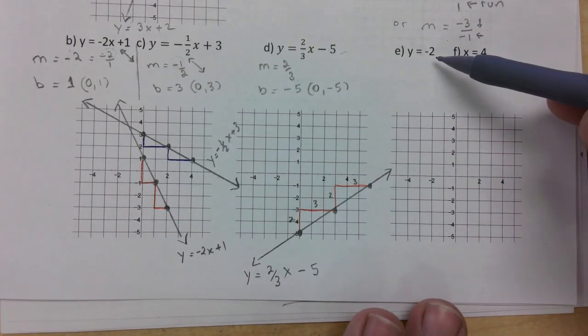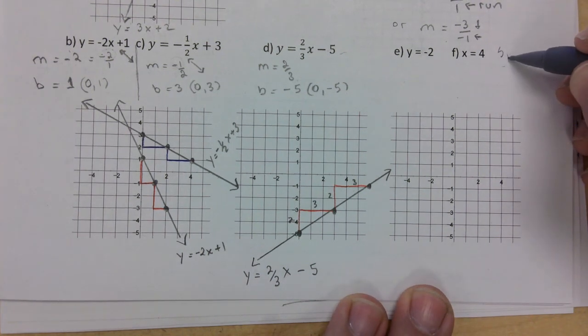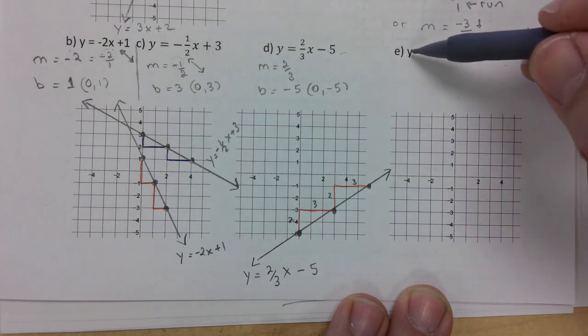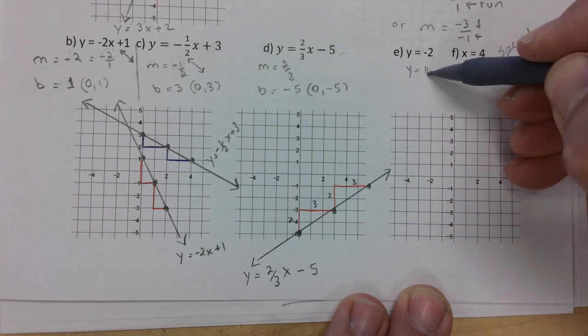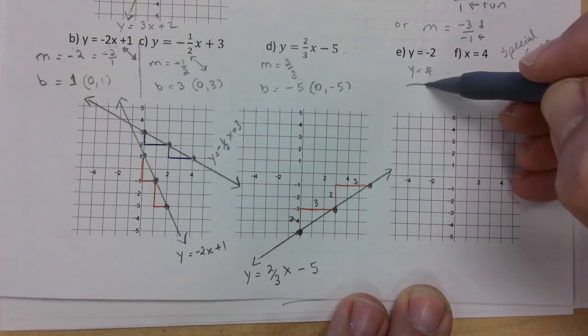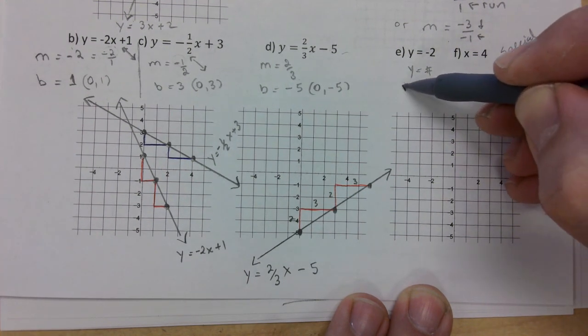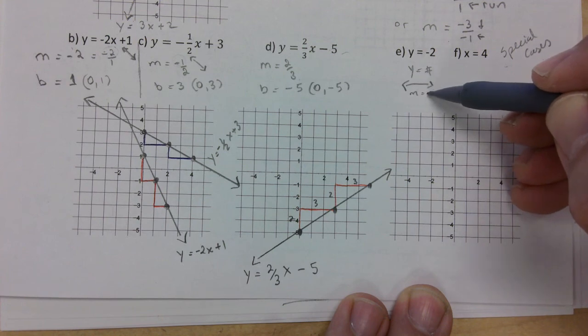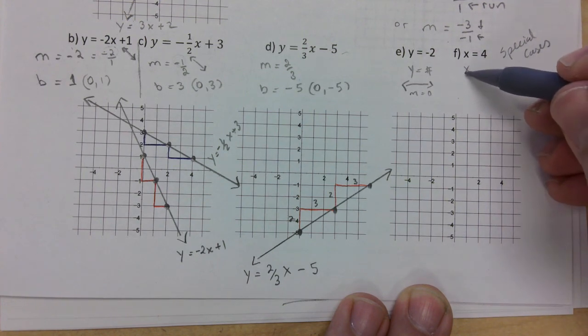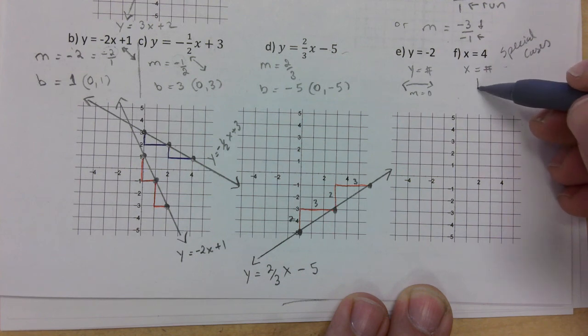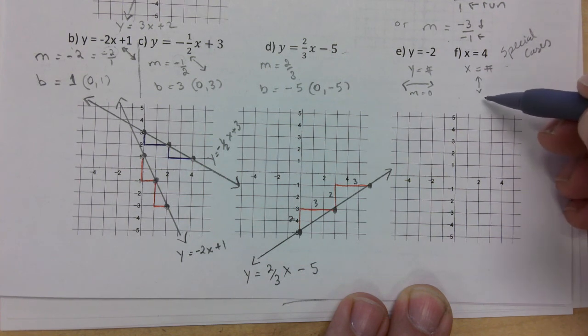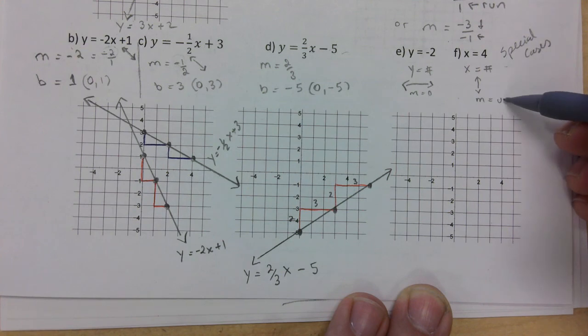And then our special cases. This is just y is equal to a number. So it's going to be a horizontal line. Slope is equal to 0. This is x is equal to a number. It's going to be a vertical line. And here slope is undefined.